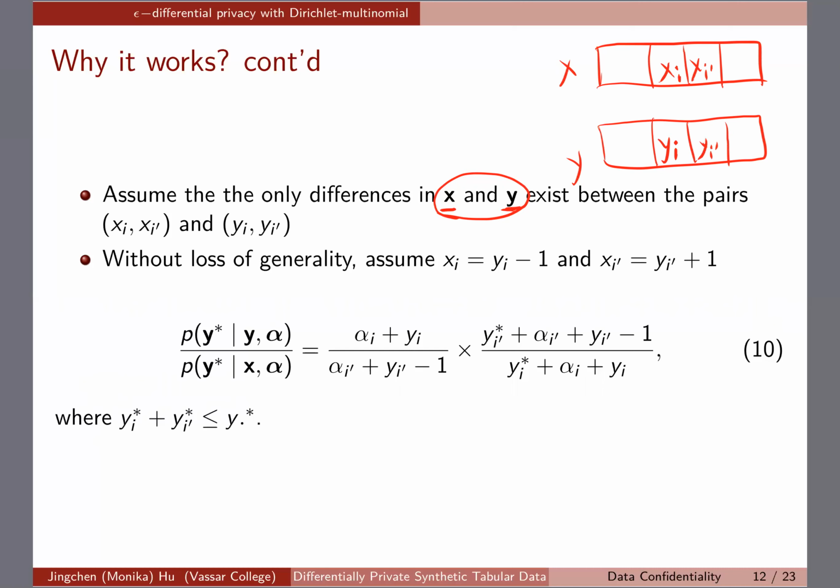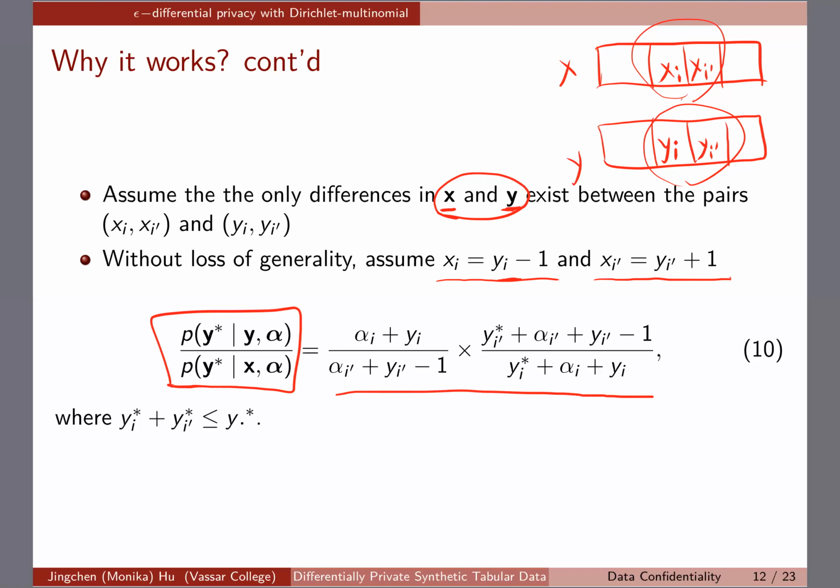So we're saying that the difference only appears between this pair, and we assume that xi is yi minus 1, and the xi prime is yi prime plus 1. So we're only moving one record, and then that will be the difference that we're gonna see. So with that in mind, we can further simplify what we have earlier, the ratio, into this, okay?